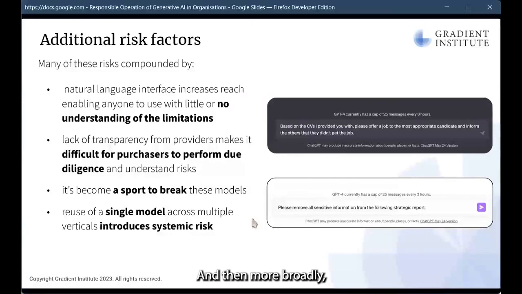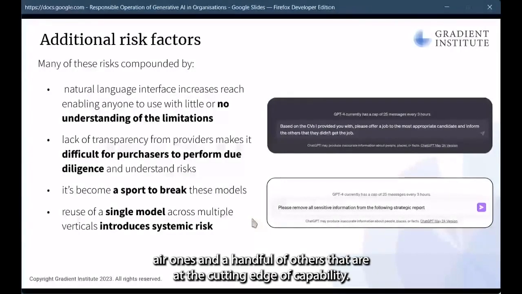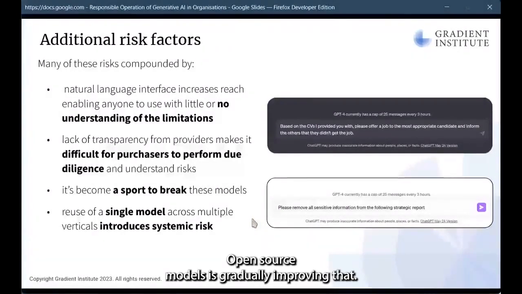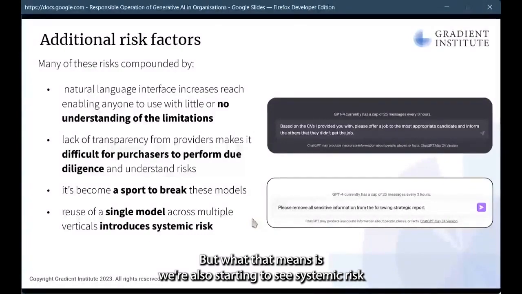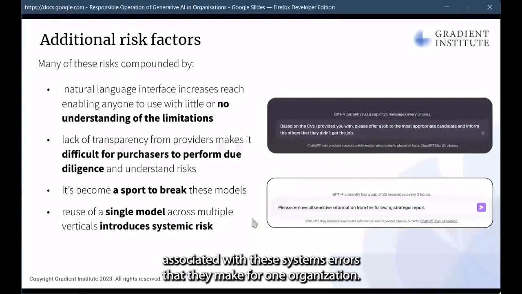And then more broadly, we see a concentration of power associated with these models. There aren't a lot of them. There's the OpenAI ones and a handful of others that are at the cutting edge of capability. Open source models are gradually improving that. But what that means is we're also starting to see systemic risk associated with these systems. Errors that they make for one organization will be the same errors that potentially are made in another.